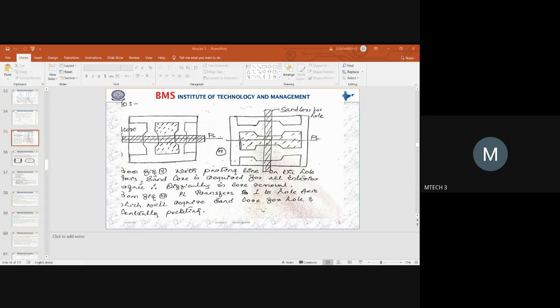Yeah, Mohan Ambal, any clarification? No, sir. Sukrut? No, sir. Sandesh? No, sir. Harsha? No, sir.